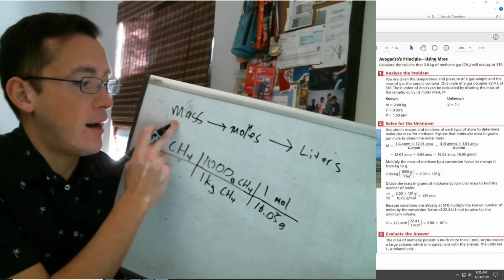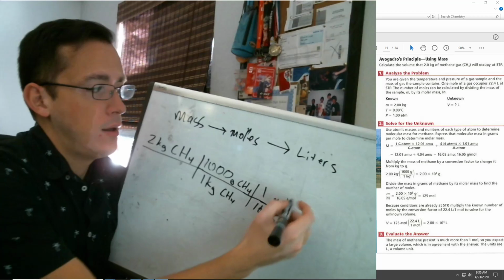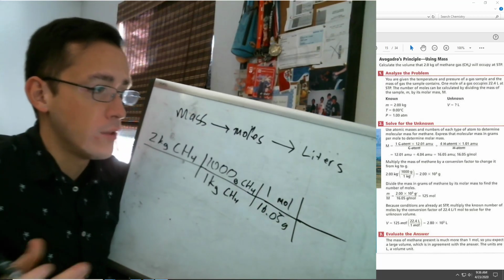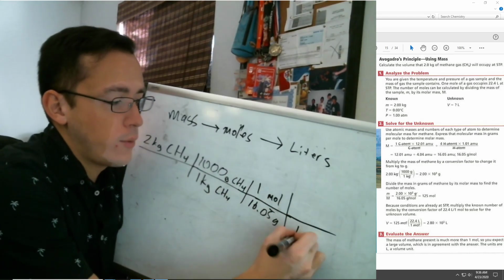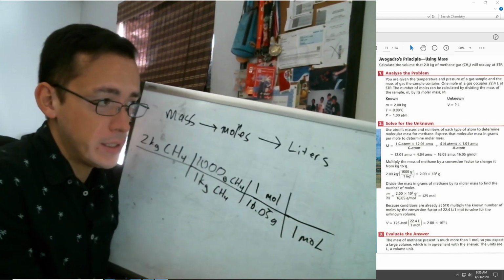Okay, so we've gone from mass to moles at this point, but now we want to go from moles to liters. Well, now we're going to use that universal conversion factor at STP. For every 1 mole of a gas, there's how many liters? 22.4.